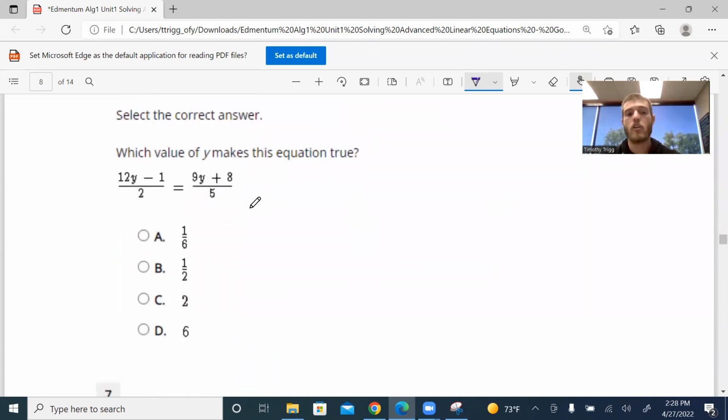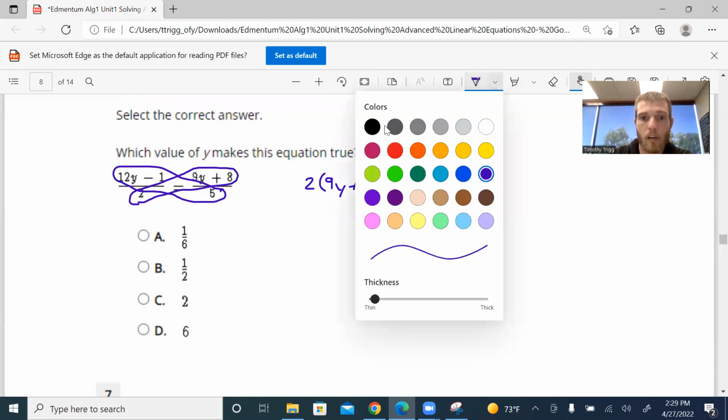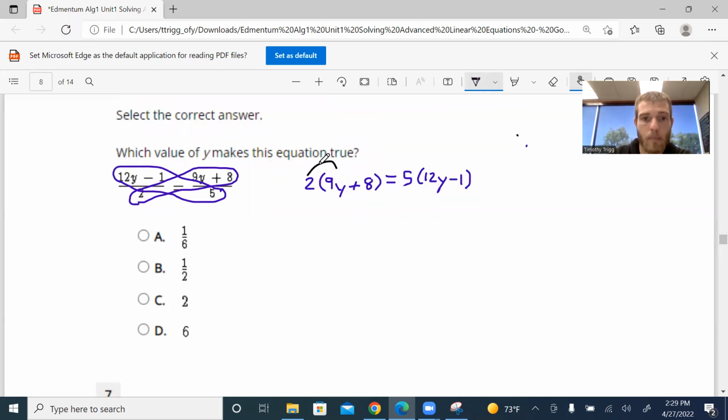For this one, here you have this proportion. So what do we want to do first? Hopefully you remember, we want to cross multiply. So this 2 is going to multiply with 9y plus 8. Similarly, this 5 multiplies with 12y minus 1. Okay, from here, you distribute, and eventually solve for y. I think you got it from there.